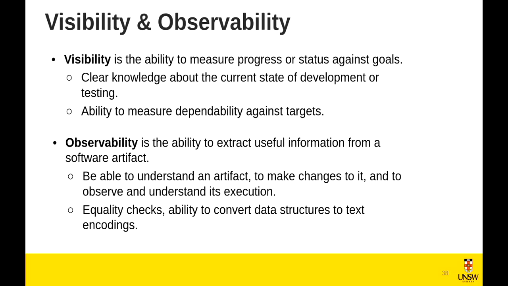And the fifth principle here is visibility and observability. Visibility is the ability to measure the progress or status against goals. So we need to measure the progress of our testing. This is important. And we also need to measure the status against what we want to check, what we want to test. And observability is the ability to extract useful information during testing.